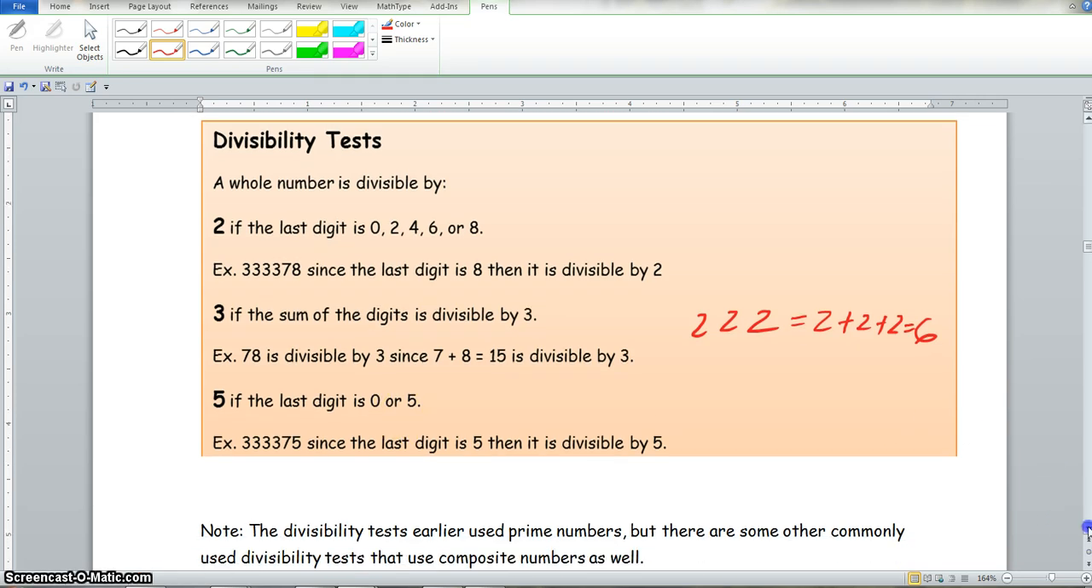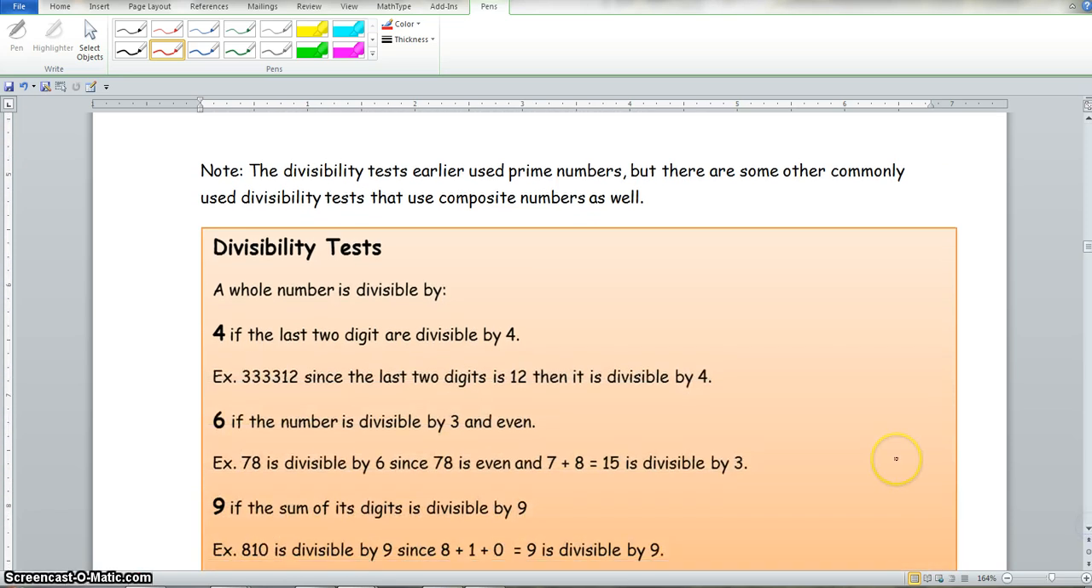Okay, now there are some other divisibility tests, but these do not use prime numbers, like 4, 6, and 9. Now with 4, if the last two digits are divisible by 4, which means they divide evenly by 4, like say we had 304, the last two digits are 0, 4. Doesn't 4 go into 4? The answer is yes. Or we have 148. We'd take 48. Does 4 go into 48? The answer is yes. So we could divide 4 into 148.